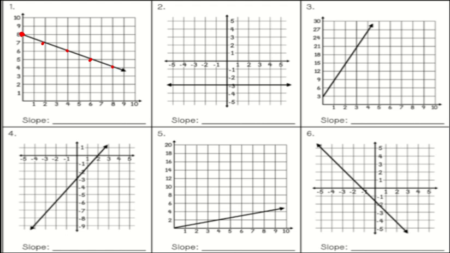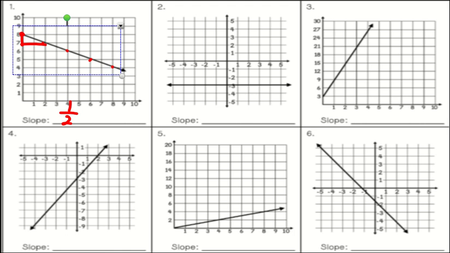What are our words? Rise over run. The rise is the up and down. So rise right there, I go from 8 to 7. So how many was that? 1. So my rise is 1. My run, I'm going from 0 to 2. So how far is that? 2. So I got 1 over 2. Okay? Everybody good on that part?